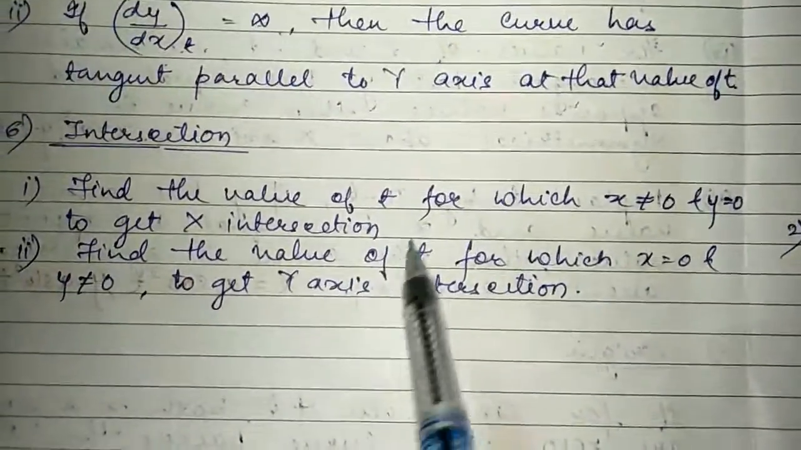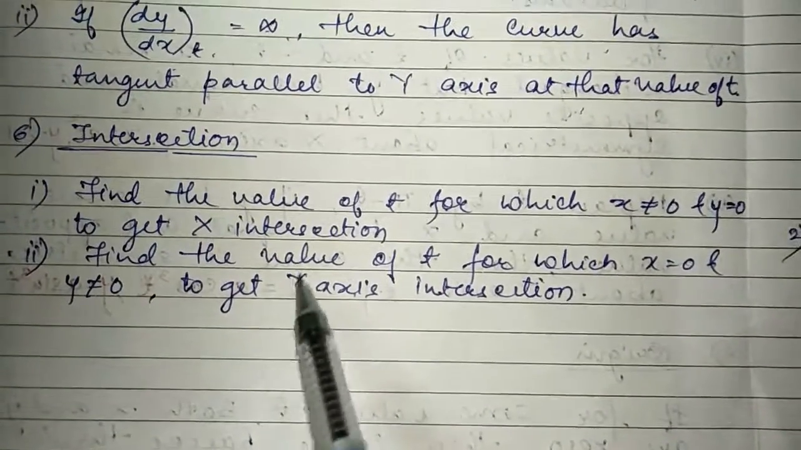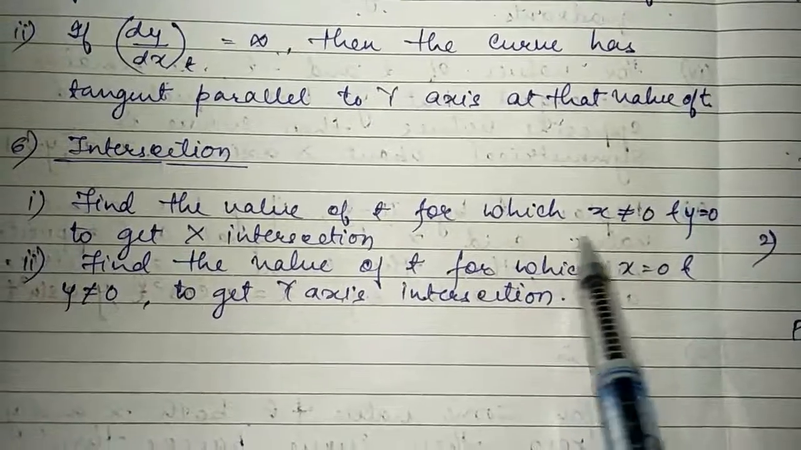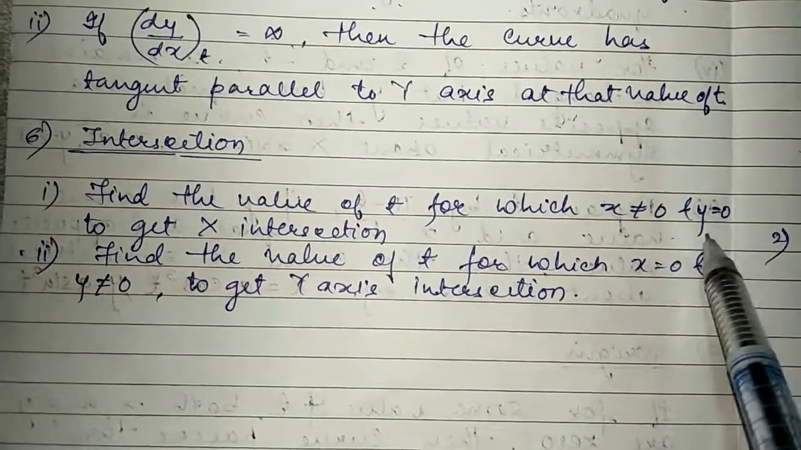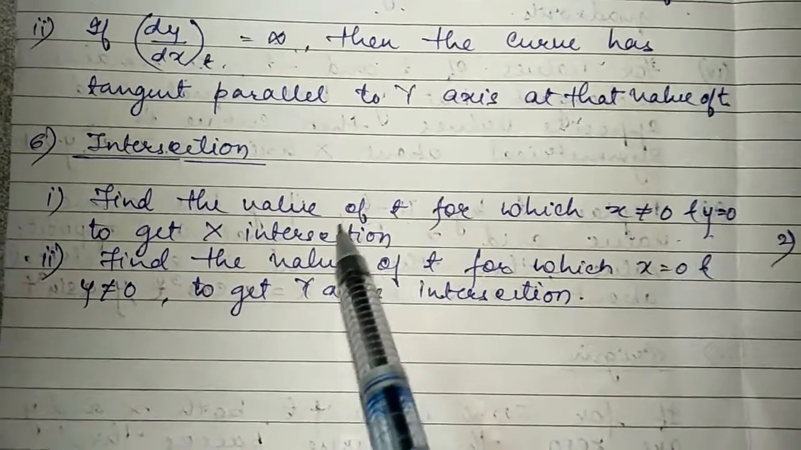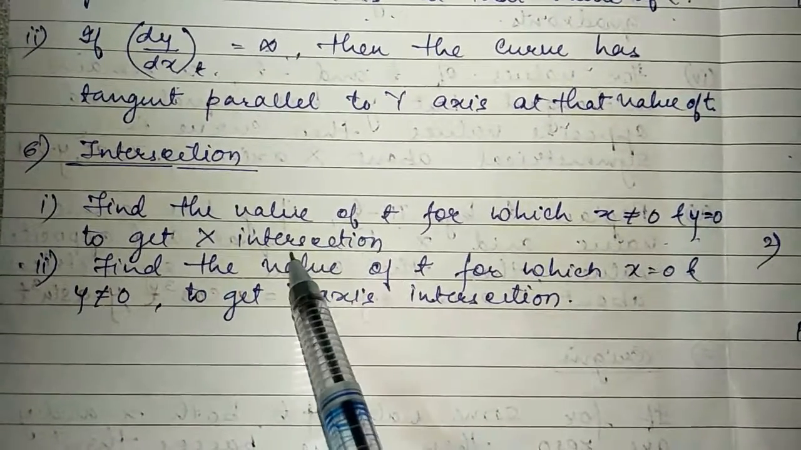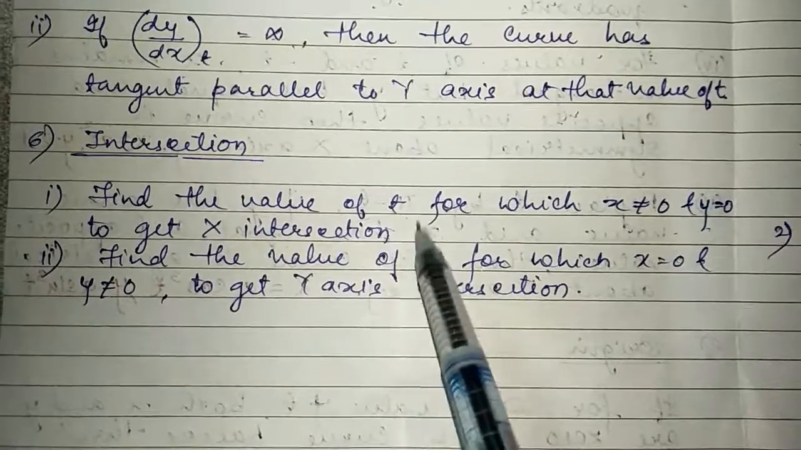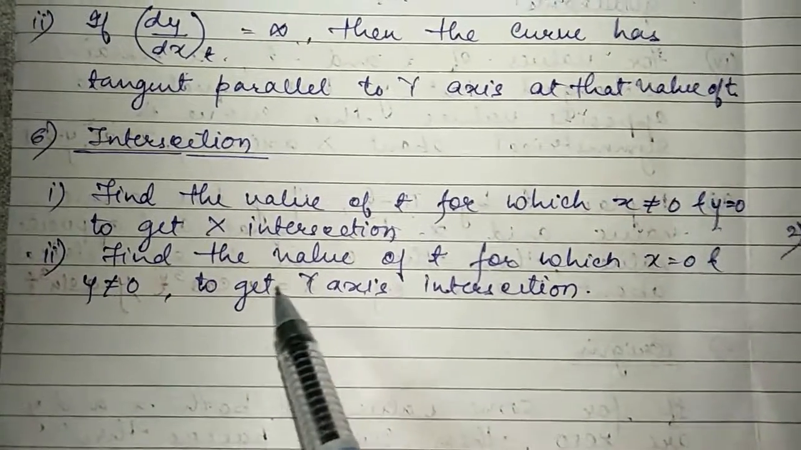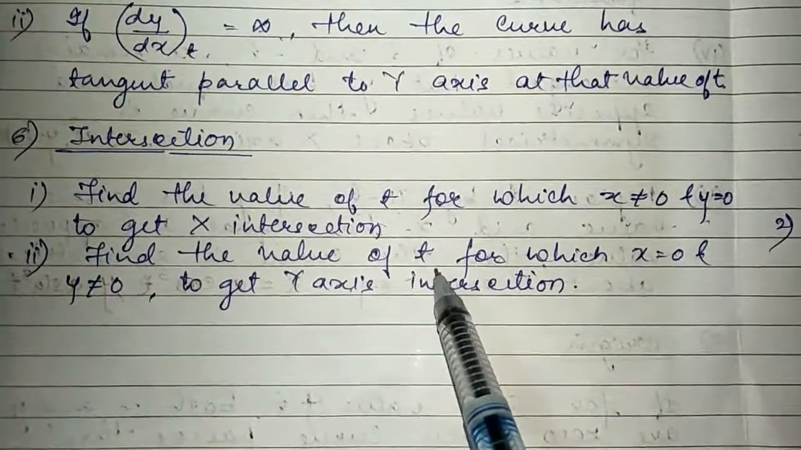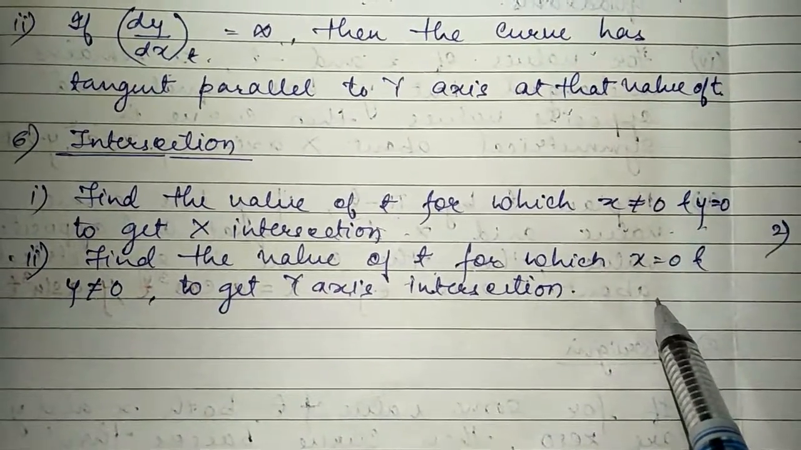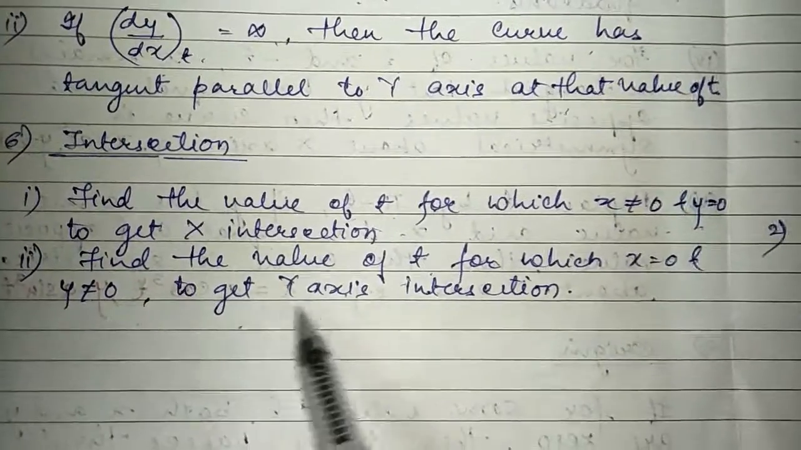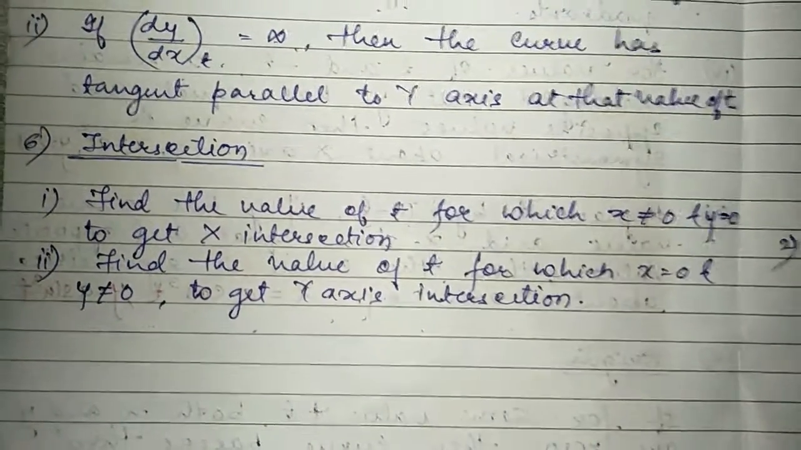And last comes the points of intersection. Now we have to find a value of t for which x is not equal to 0 and y is equal to 0, so that we'll get the x intersection, that is where the curve intersects the x-axis. Similarly, we have to find the value of t for which x is equal to 0 and y is not equal to 0, so that we'll get the y-axis intersection.